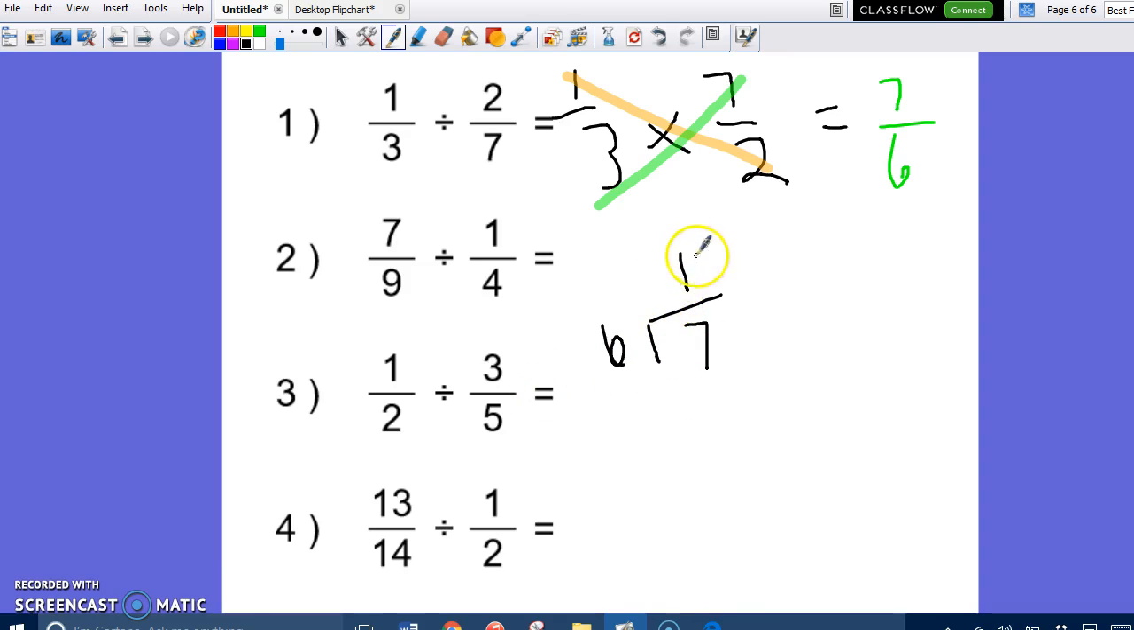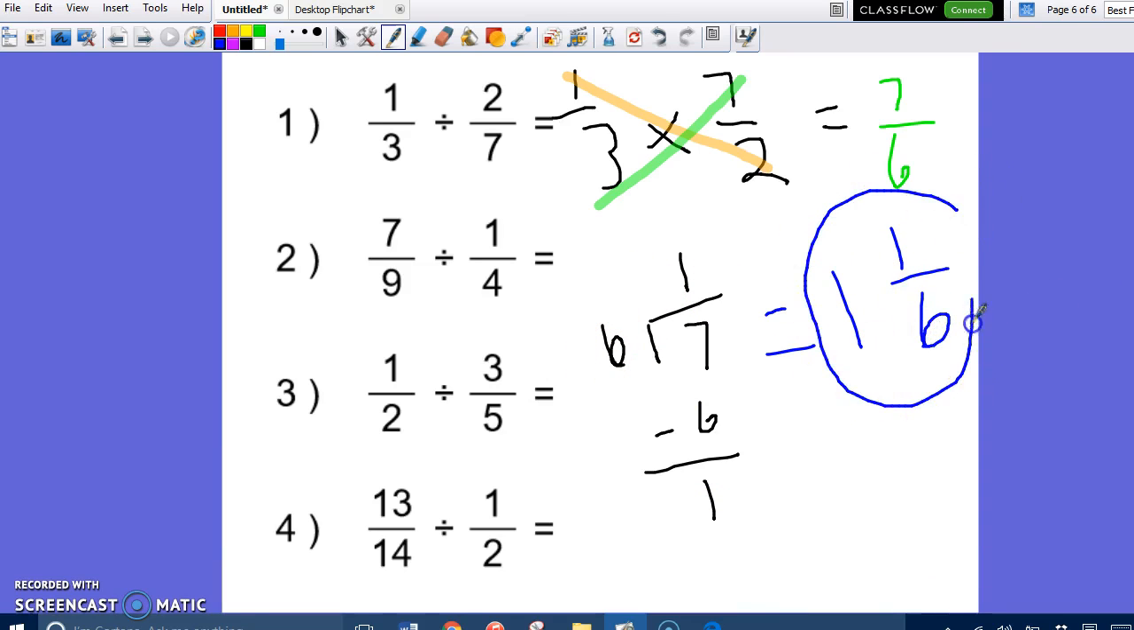Is 1 time. 1 times 6 is 6. Subtract, I have a 1. With all this, you now have the 3 main pieces that you need in order to make your mixed number. 1 is your whole number. The remainder is your numerator. The 6 is your denominator. 1 and 1/6 should be the answer for this.